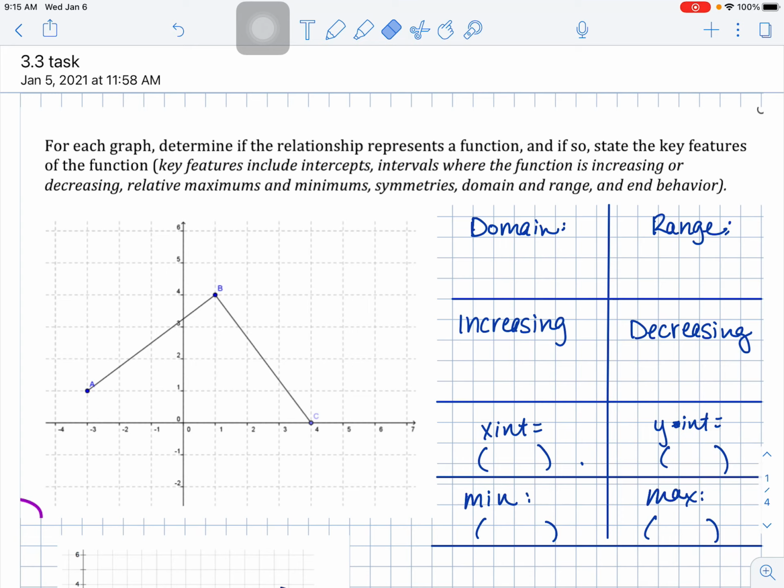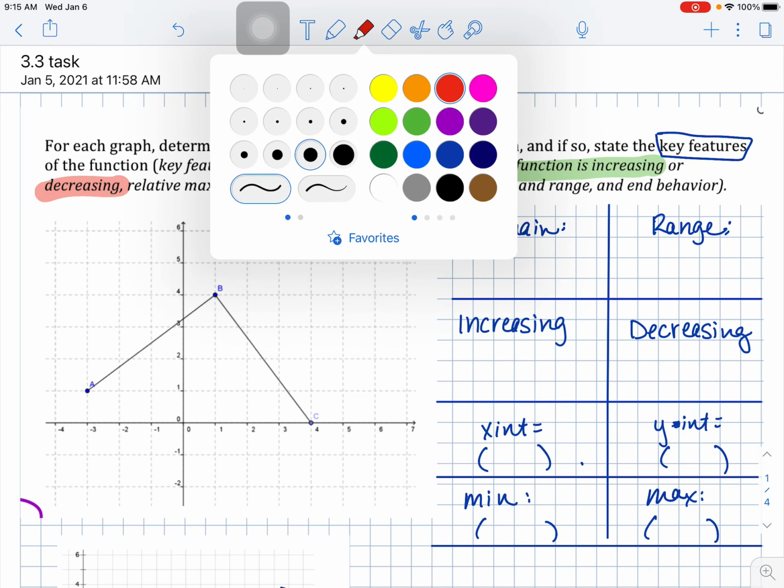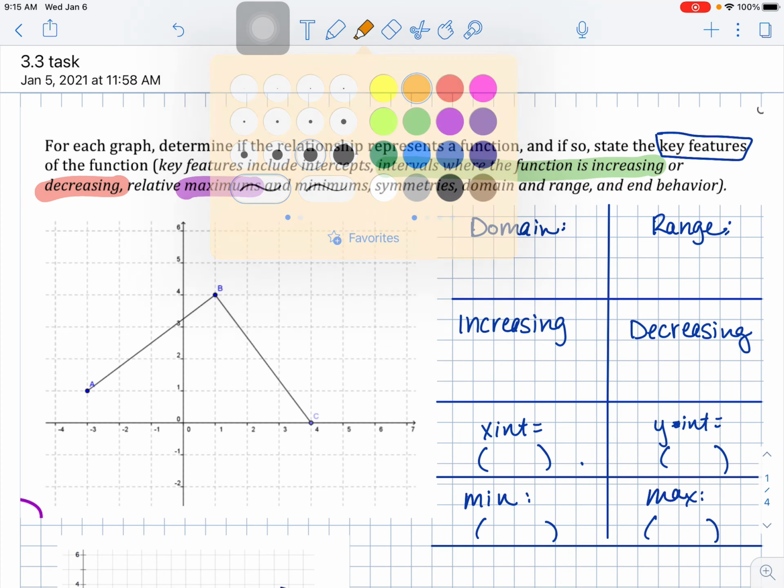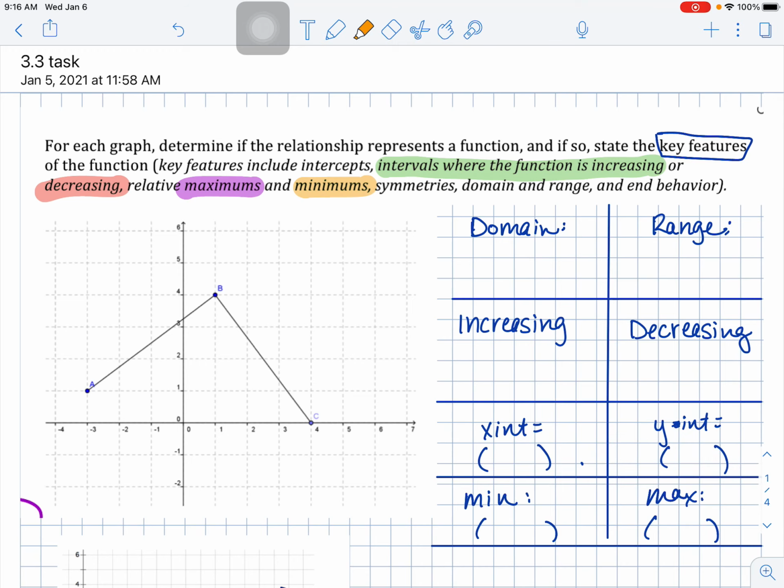So the directions say, for each graph, determine if the relationship represents a function. So that's the first thing you're going to want to do. And then if it is a function, you're going to find those key features. So that's the whole point of this module, key features of the function. So those features include intervals where the function is increasing, intervals where the function is decreasing, finding a maximum, finding a minimum, finding the intercepts, that's both the x and the y intercepts, finding the domain, which are the x values, and the range, which are the y values. And then end behavior just says what happens at the end. Does it go up? Does it go down? What's the pattern there? Or does it stop?